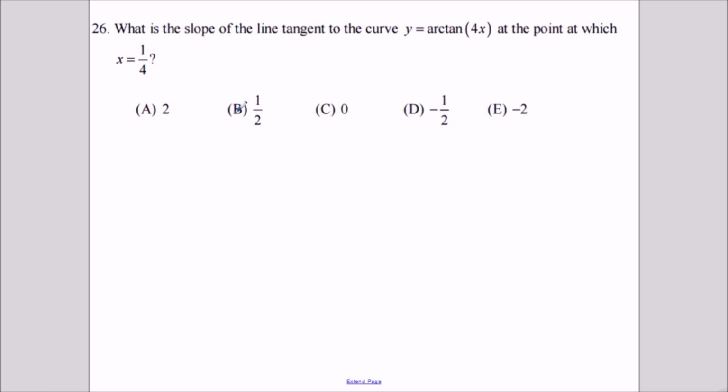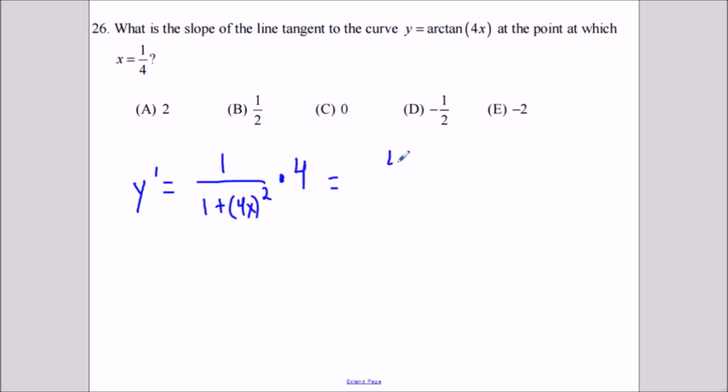For the next question here, we want to know the slope of the line tangent to y equals arctan 4x at the point at which x is equal to 1/4. So anytime you hear the phrase line tangent, that's telling us we need to find a derivative. So the derivative of arctan of 4x, we're going to have 1 over 1 plus the inside squared. We're basically going to have to use chain rule here.